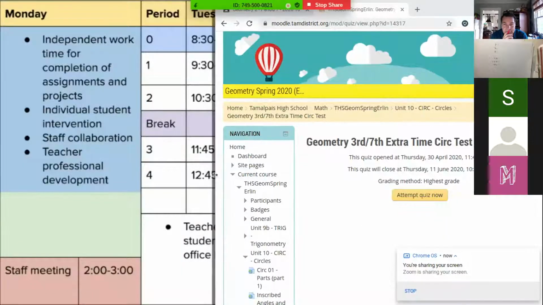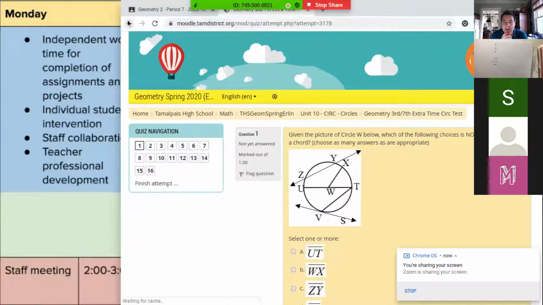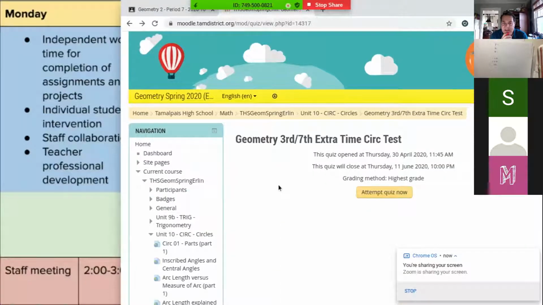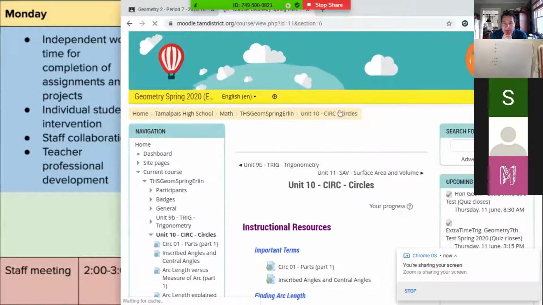I'm not on the right one. Okay, I want to wait for you then. Can you share your screen for me, please? Let me see if I can. Okay, good. So attempt quiz now. Oh, this is the right one. No, that's circles, I'm sorry. No, I see what you're saying. You see up above where it says Unit 10 circles? It's in what's called the breadcrumbs. Yeah, exactly. A little bit to the left and a little higher. There, click on there, and now you're going to be at the circles.